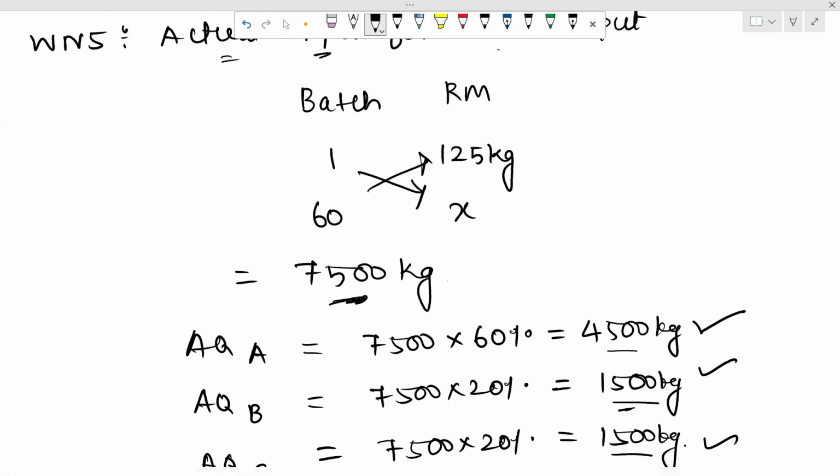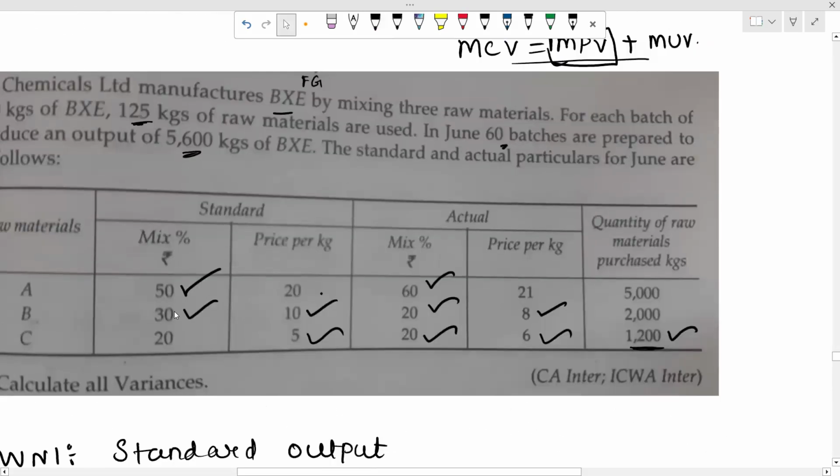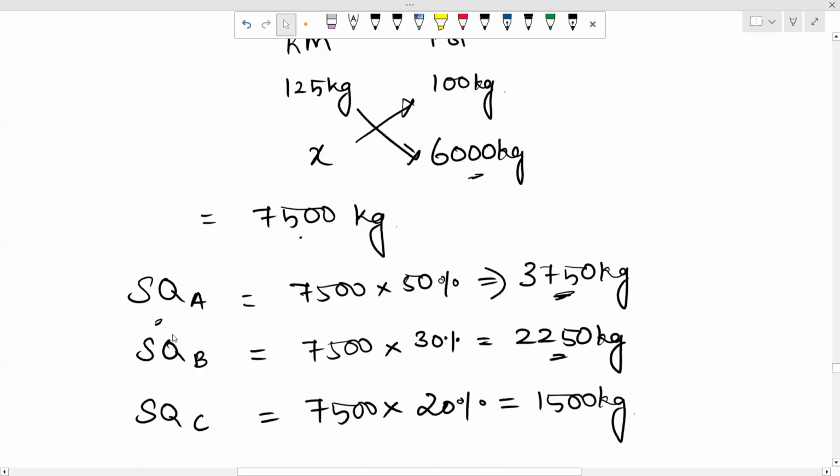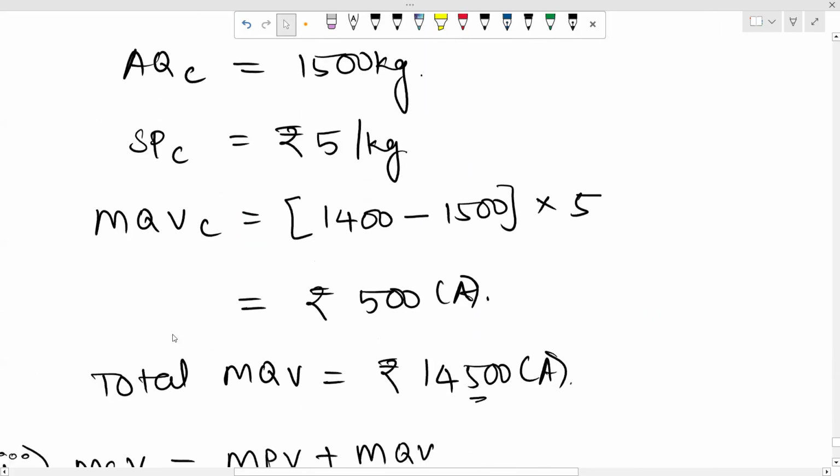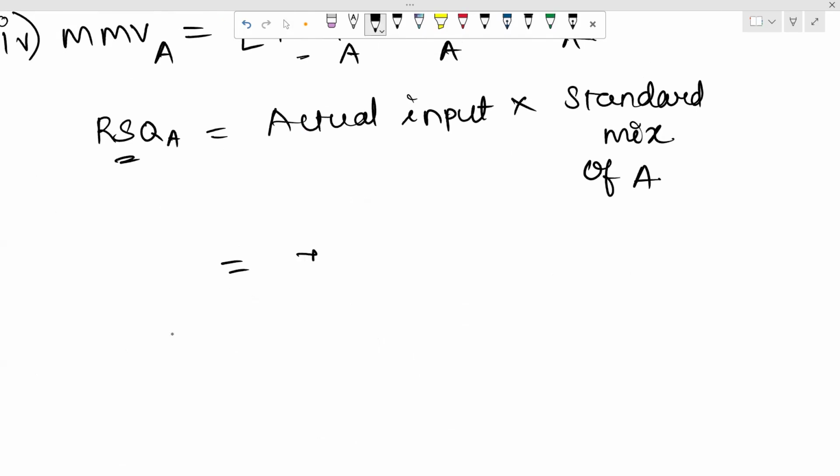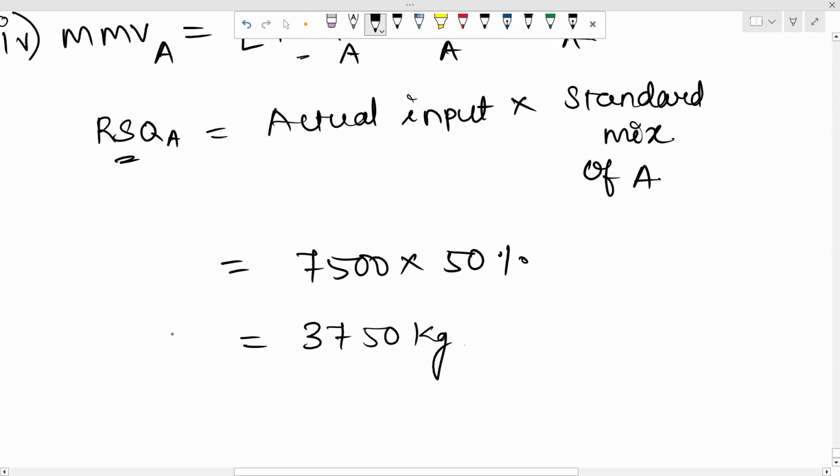Now to this 7,500, we have to apply the standard mix, which is 50% for A, 30% for B, and 20% for C. So revised standard quantity of raw material A will be equal to 7,500 into 50%. 7,500 into 0.5, we get 3,750 kg. So what does it mean? It means that as per standard mix, we should have used only 3,750 kg of raw material A in order to produce the 5,600 kg of finished goods.